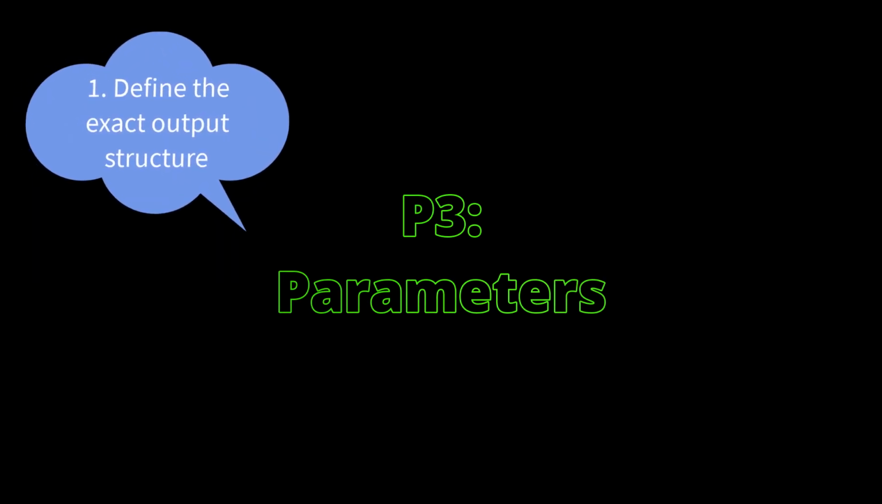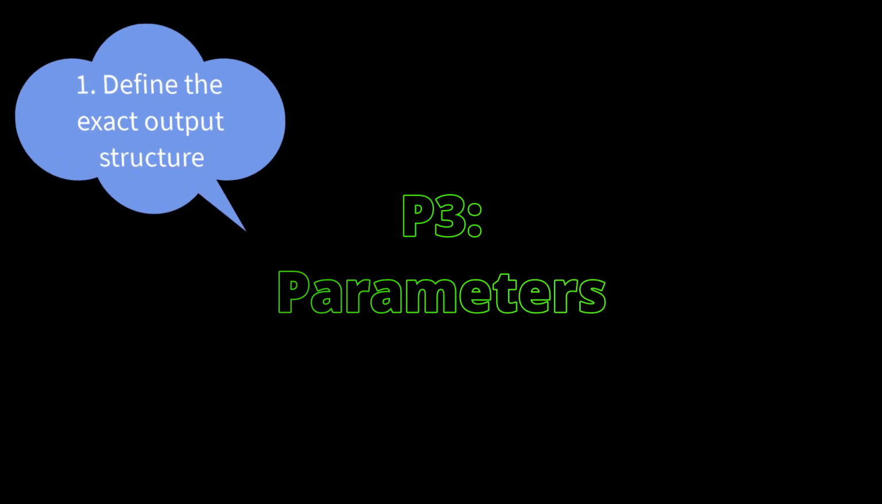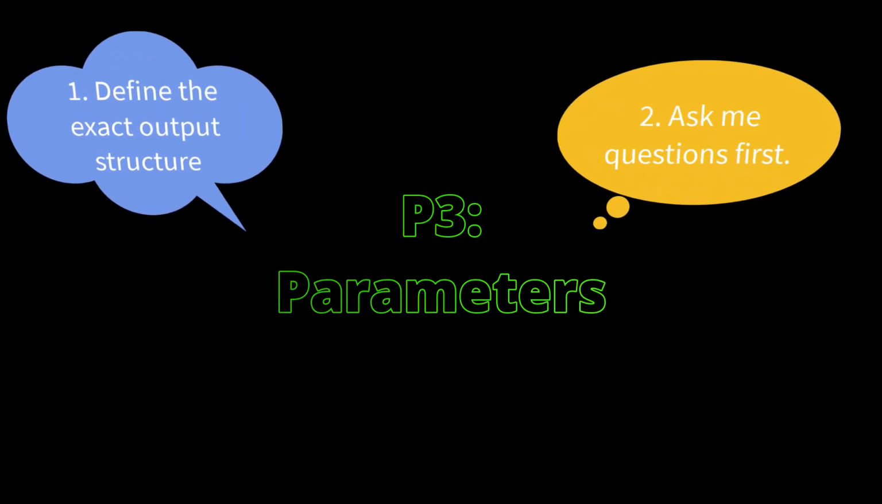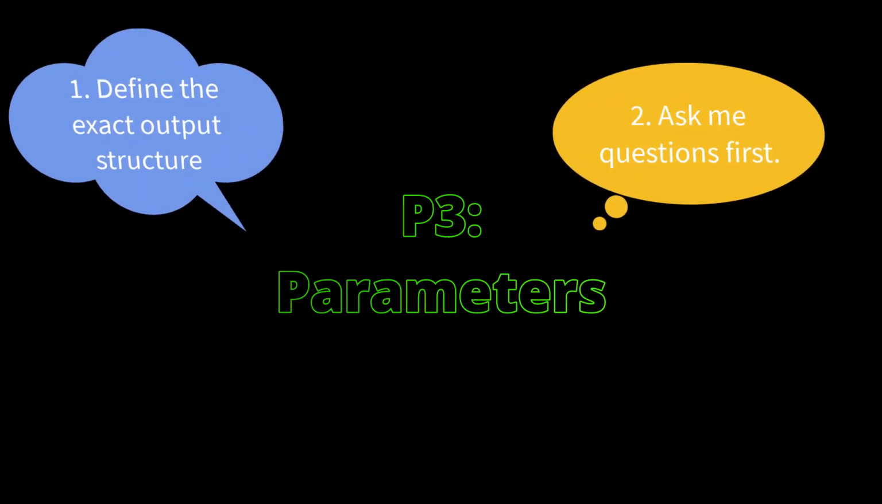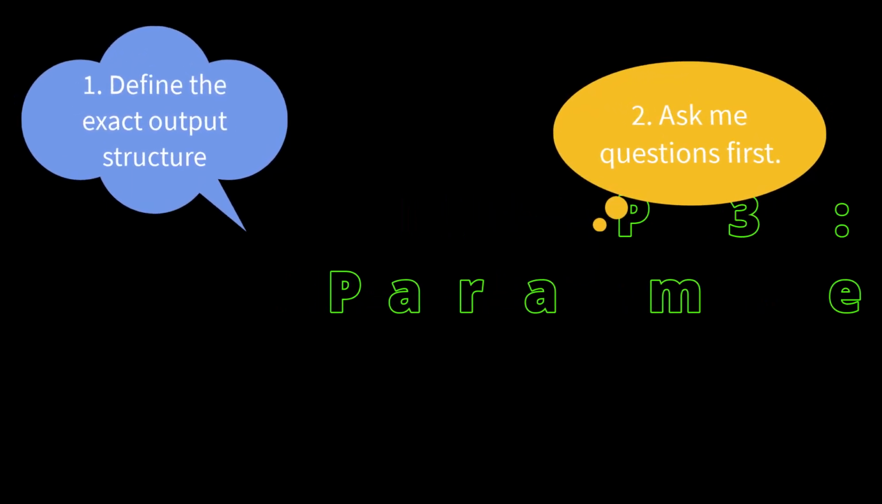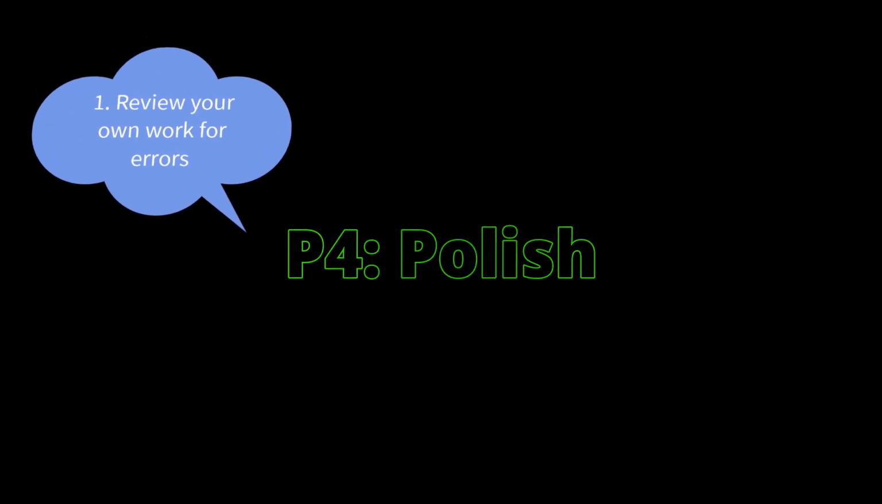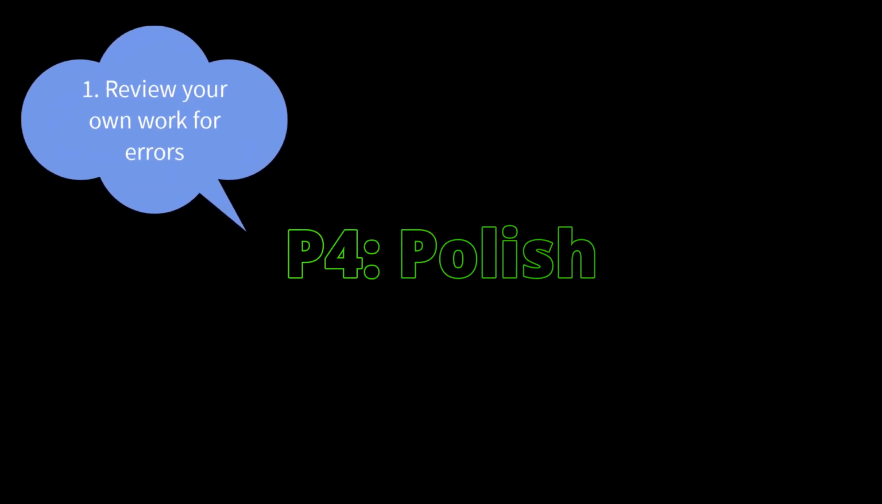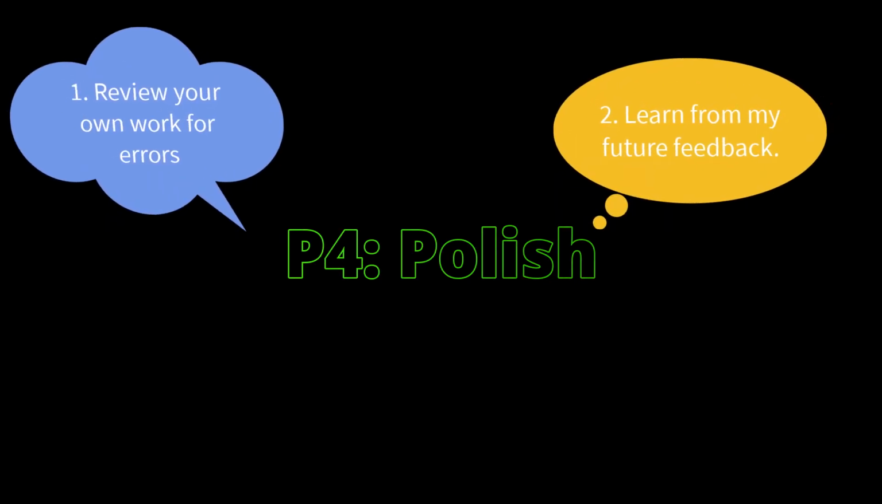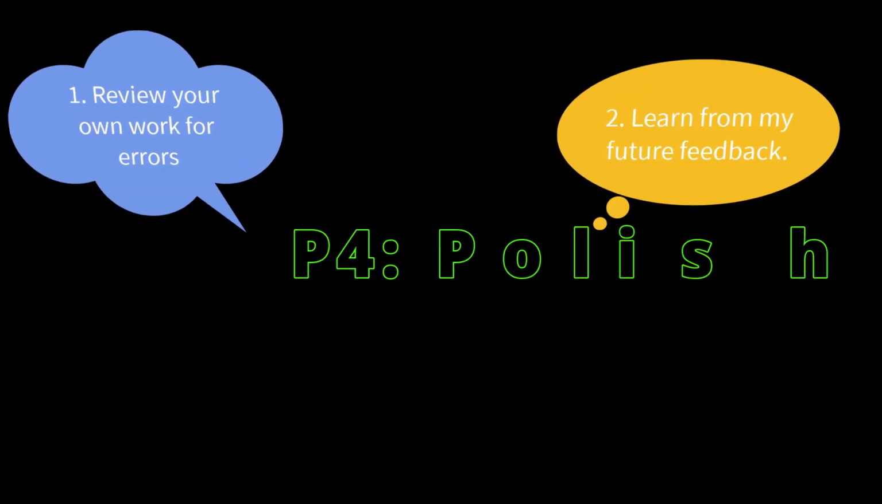Third, parameters. These are the rules and boundaries for the task. This includes defining the output format, like asking for a summary and a detailed solution, and inviting the AI to ask clarifying questions before it begins. Finally, polish. Before the AI gives you the answer, instruct it to perform a final review. This involves both a self-correction check and creating a feedback loop where you can provide corrections for future tasks.